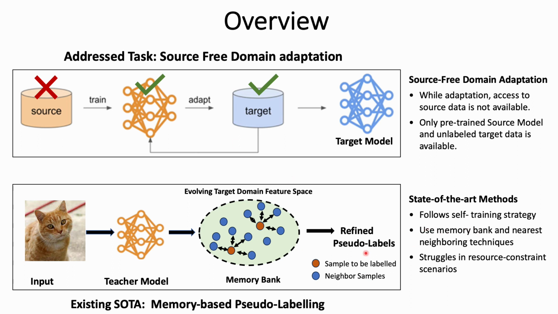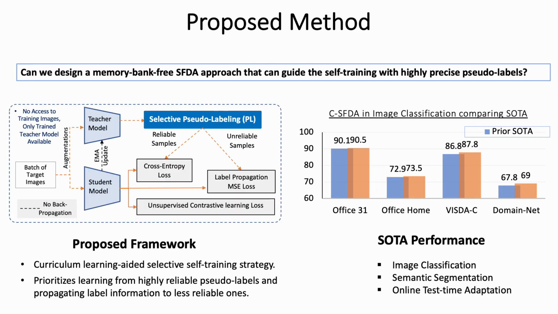In recent state-of-the-art methods, they follow a self-training strategy where they use a memory bank and a nearest neighboring strategy to refine the pseudo labels, but they struggle under resource constraint scenarios. In our work, we propose to completely remove the memory bank and instead propose a selective pseudo-labeling technique which separates the pseudo-labels into reliable and unreliable groups, and using three different loss functions we learn from these reliable and unreliable samples. Moreover, we use a curriculum learning strategy that prioritizes learning from reliable samples first and propagates the labels to the less reliable ones later, and we obtain SOTA performance on image classification, semantic segmentation, and online test time domain adaptation.